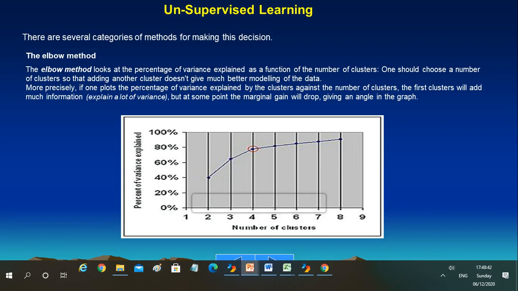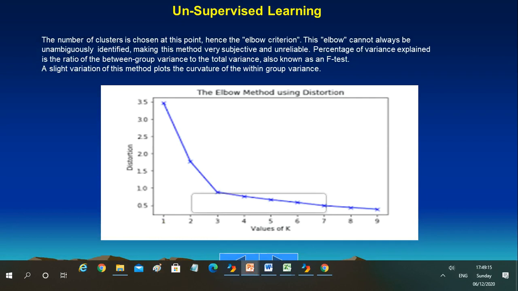The elbow method. The elbow method looks at the percentage of variance explained as a function of the number of clusters. One should choose a number of clusters so that adding another cluster doesn't give much better modeling of the data. More precisely, if one plots the percentage of variance explained by the clusters against the number of clusters, the first clusters will add much information and explain a lot of variance, but at some point the marginal gain will drop, giving an angle in the graph. The number of clusters is chosen at this point, hence the elbow criterion.